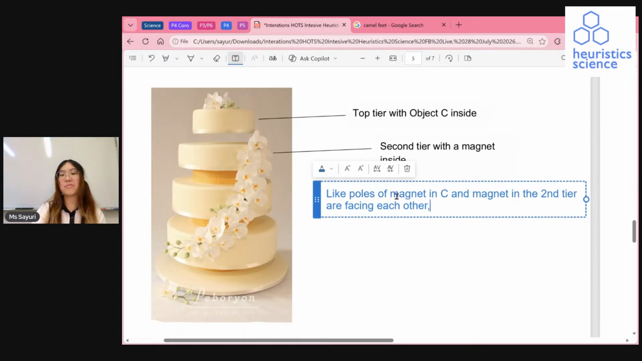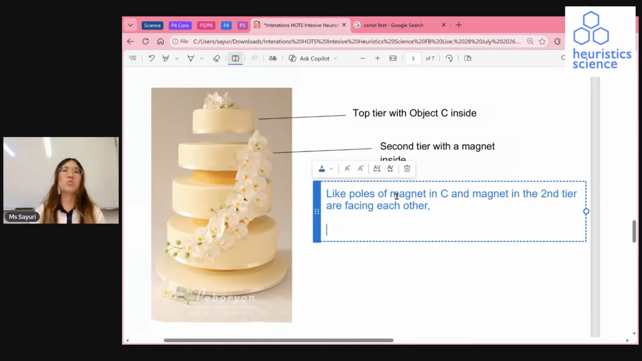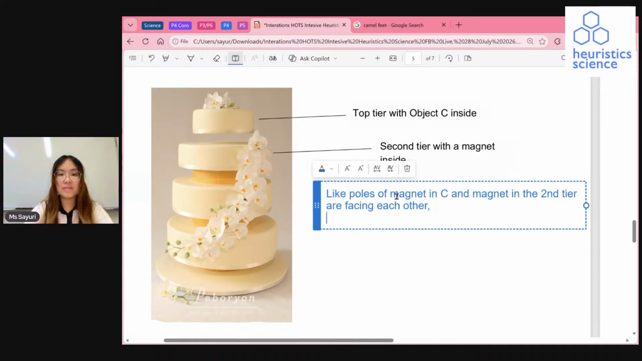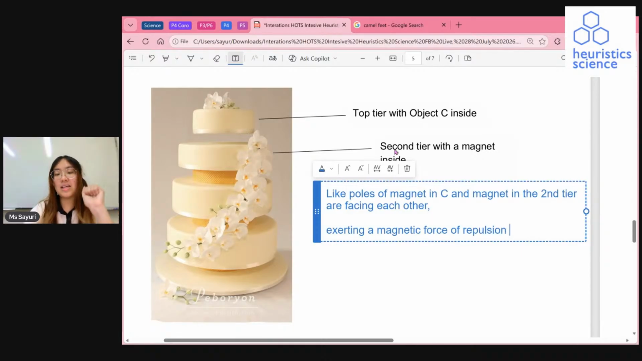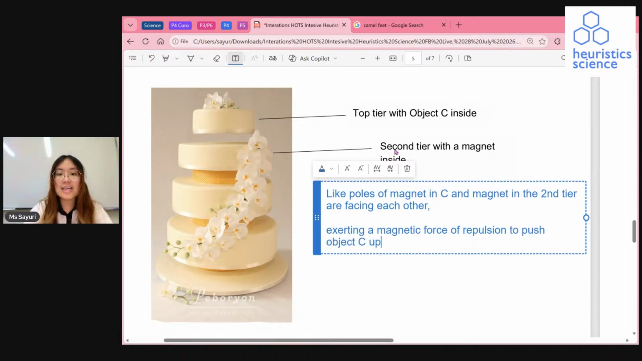Now, here's the upgrade. Instead of saying and then they repel, no. You will say exerting a magnetic force of repulsion to do what? This time object C is levitating. So you want to say to push object C upwards.